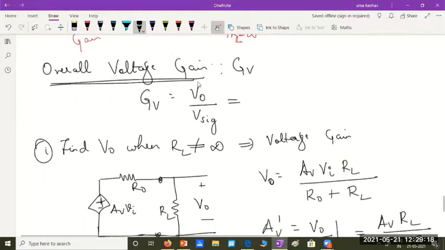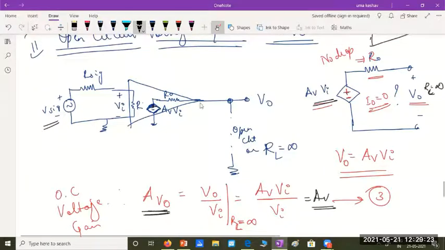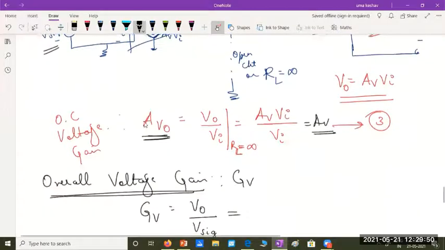Then we said we should determine the overall voltage gain of the circuit, which will be the final output voltage divided by the actual applied input signal, because these are the ones we can measure whenever we do a practical circuit. So in the lab, you will be able to measure the output voltage V0 and the input signal voltage Vsig. That's why whatever you measure there will be the overall voltage gain and not the open circuit voltage gain.